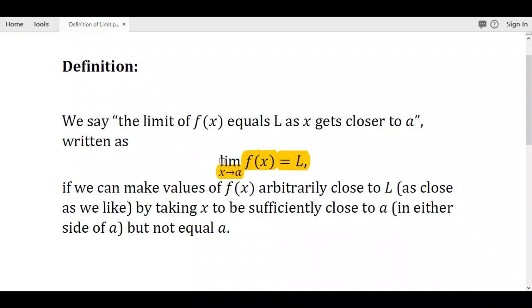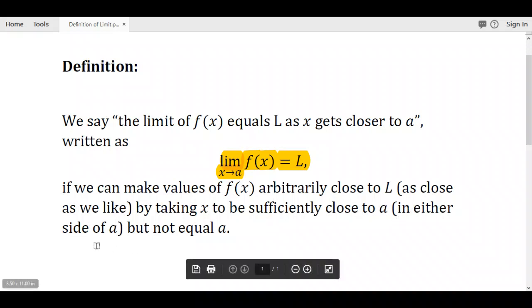When we say that, it means we can make values of the function f of x arbitrarily close to L, meaning however close we would like to be, we can make it. So we can make our function outputs as close as we like to L by simply taking x to be sufficiently close to a on either side of a.